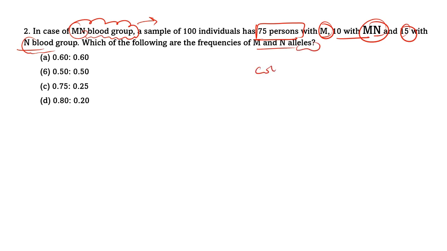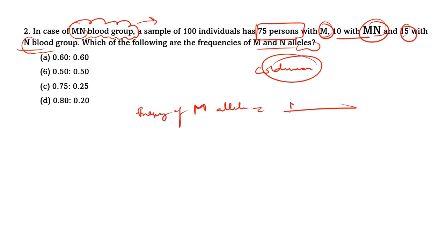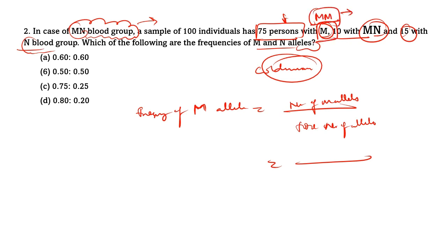So this is a case of codominance. You can take it as the frequency of allele M. We have a direct formula: the frequency of the M allele is equal to the number of M alleles in the population divided by the total number of alleles. So what will be the number of total M alleles? The 75 with M are having M and M, right? In a diploid, each person has two alleles, capital M and capital M.